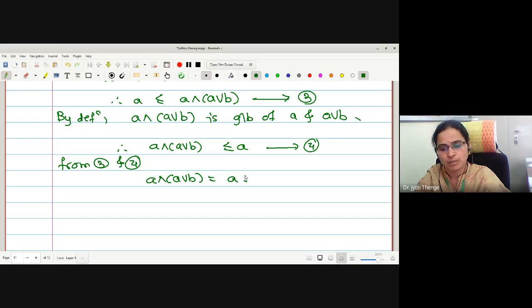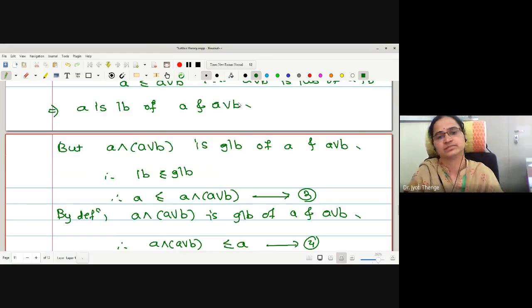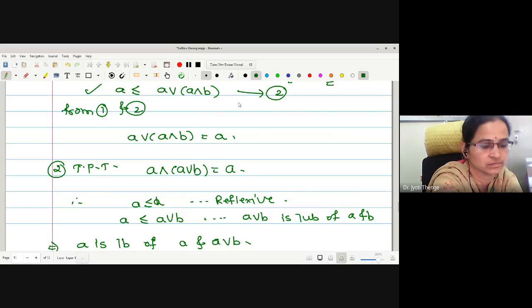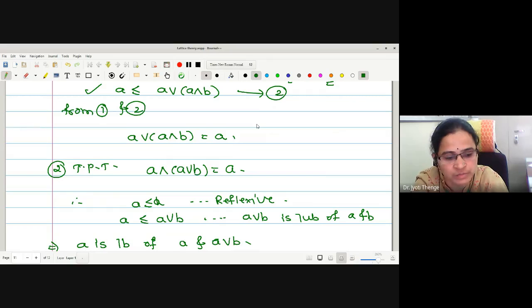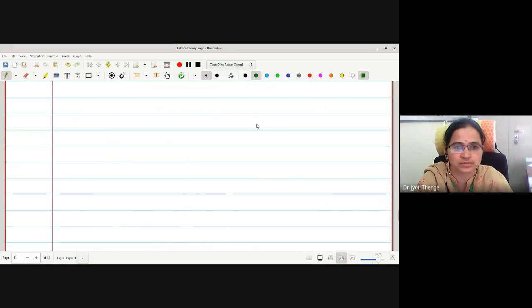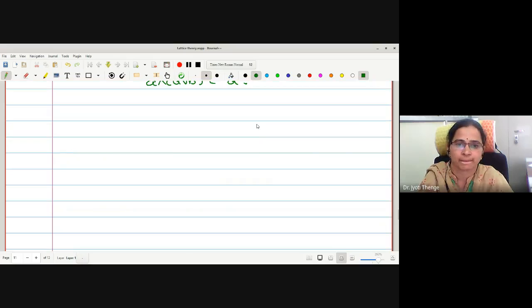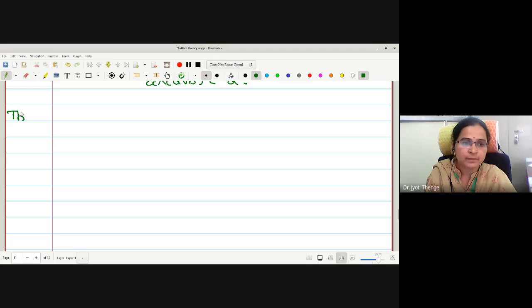Hence the property holds. Any doubt with this second theorem from the student side? Any doubt from the student side? Okay, if not, let me go for one more theorem. Theorem number 3.